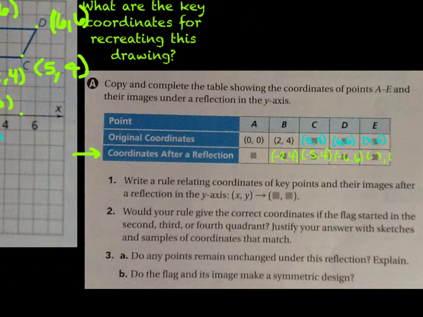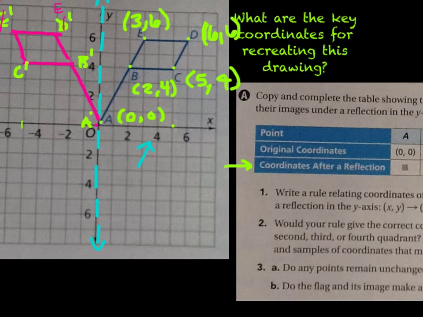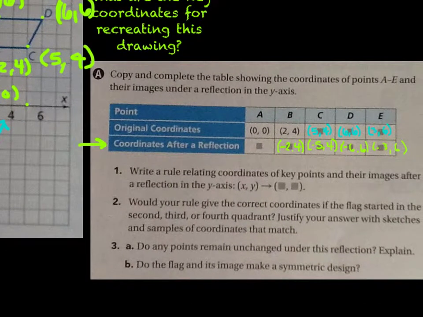The one that's kind of interesting is A prime and A are still the exact same point. So it still remains at 0, 0. And that's because A is on the line of reflection. It's not going to move anywhere. It's going to stay there.